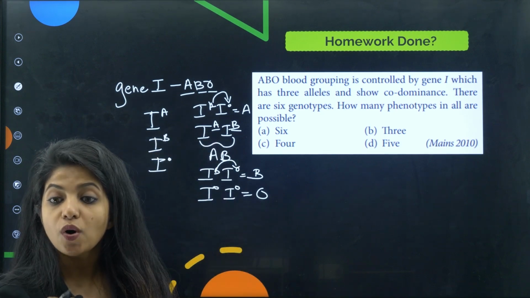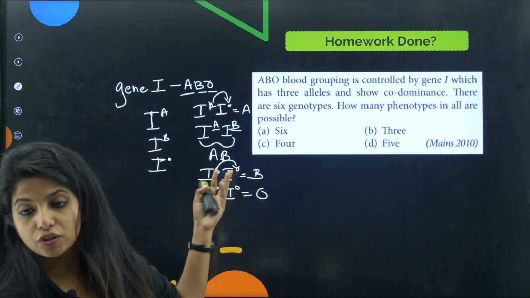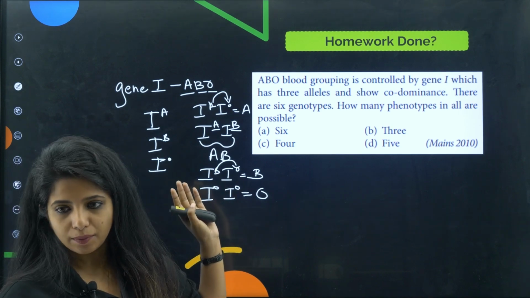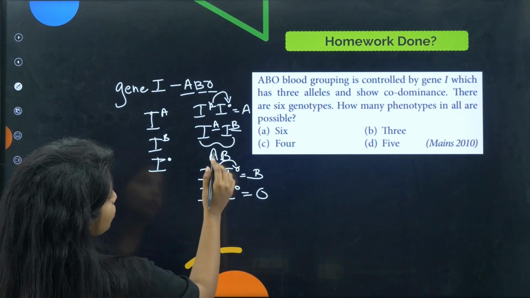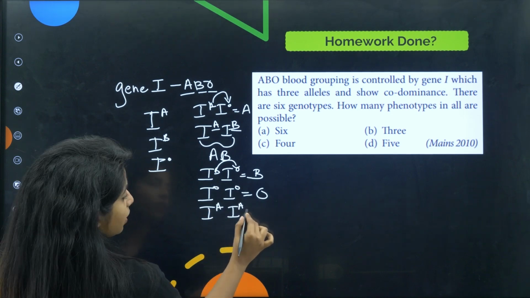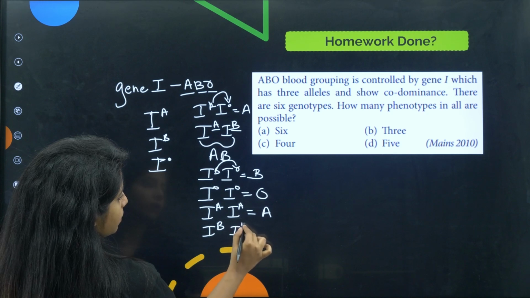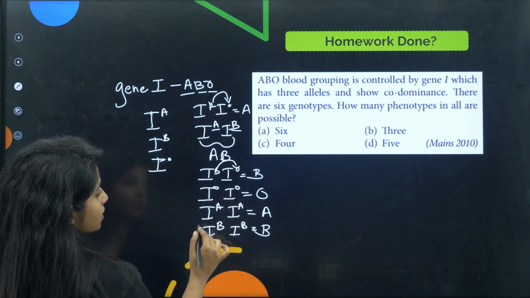They are asking you how many phenotypes are possible. Genotypes can be many. Here we have discussed only 4, 2 of them extra are there. I will tell the 2 extra ones also. If father and mother both are giving IA, it will be A. Father and mother both giving IB, it will be B. There are 6 genotypes possible.